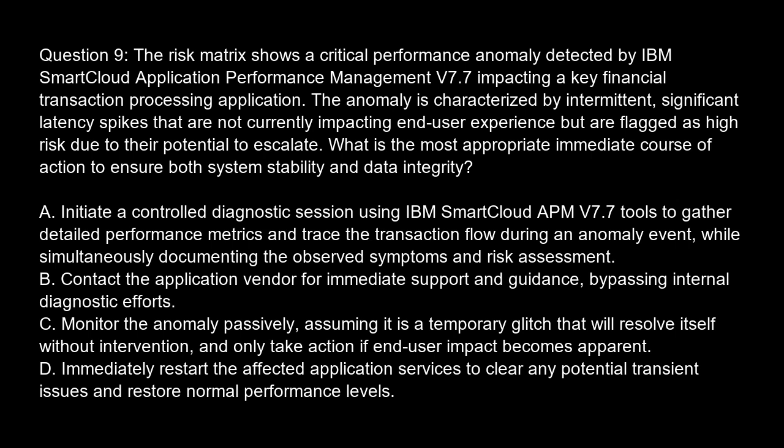Option A. Initiate a controlled diagnostic session using IBM SmartCloud APM v7 tools to gather detailed performance metrics and trace the transaction flow during an anomaly event, while simultaneously documenting the observed symptoms and risk assessment. Option B. Contact the application vendor for immediate support and guidance, bypassing internal diagnostic efforts. Option C. Monitor the anomaly passively, assuming it is a temporary glitch that will resolve itself without intervention, and only take action if end-user impact becomes apparent. Option D. Immediately restart the affected application services to clear any potential transient issues and restore normal performance levels.